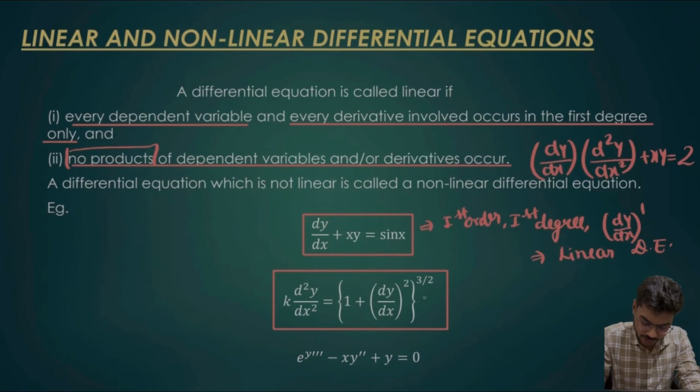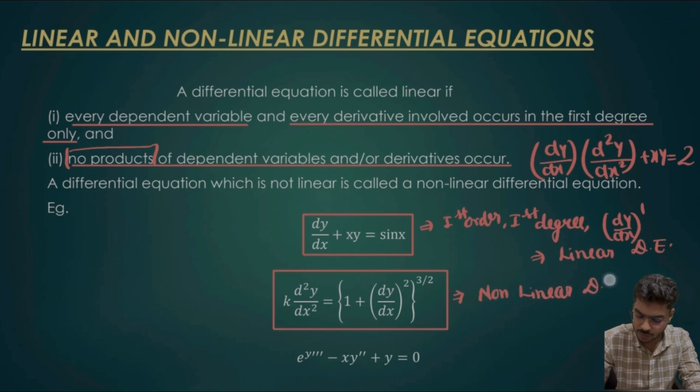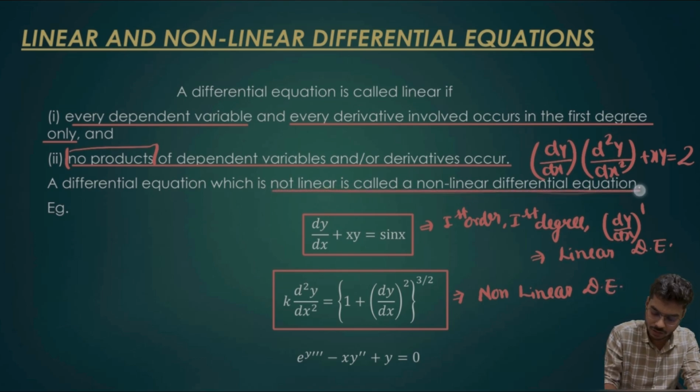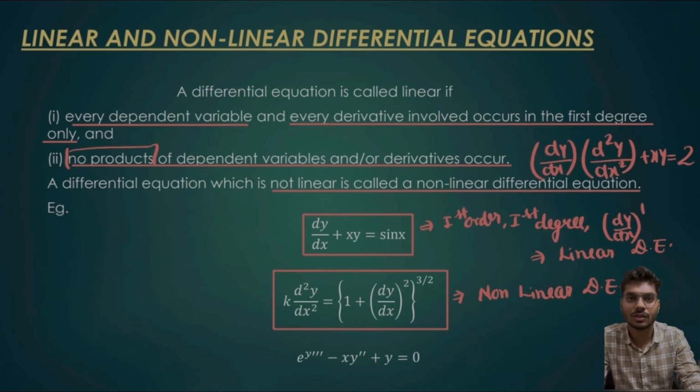So moving on to the second example. What is the second example? K times the double derivative equals 1 plus the single derivative whole square, to the power 3 by 2, right? If I do the whole square on both sides, I can say this will not be a linear power, right? So it is known as a non-linear differential equation. What is the meaning of a non-linear differential equation? The equation which is not a linear differential equation is known as a non-linear differential equation.